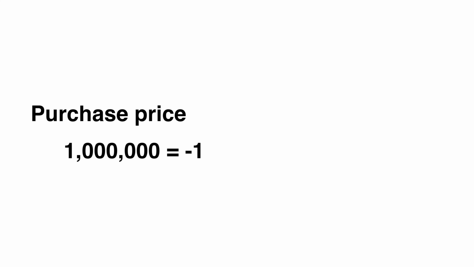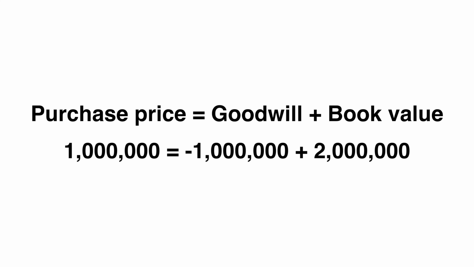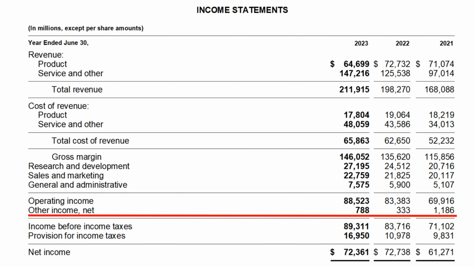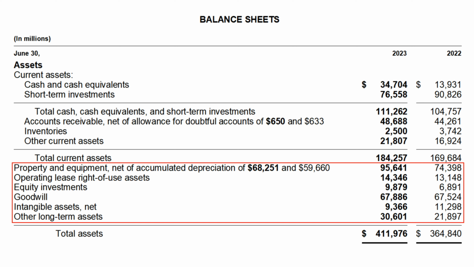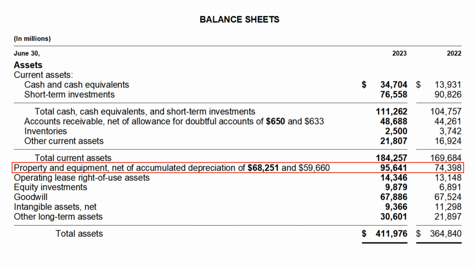If for some reason Company A pays less than book value for Company B, it gains negative goodwill, which can happen in a distressed sale and is recorded as income on the buyer's income statement. Goodwill is recorded as an intangible asset on the buyer company's balance sheet under the long-term assets account because it's not a physical asset like buildings or equipment.